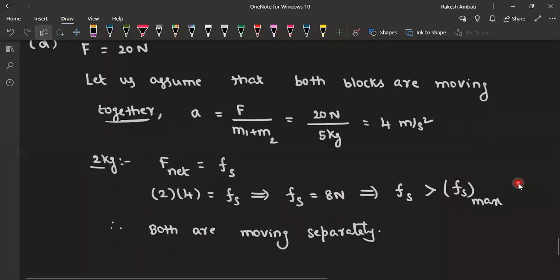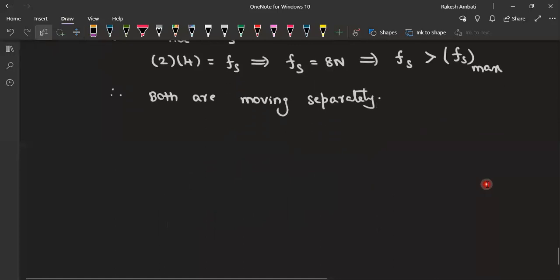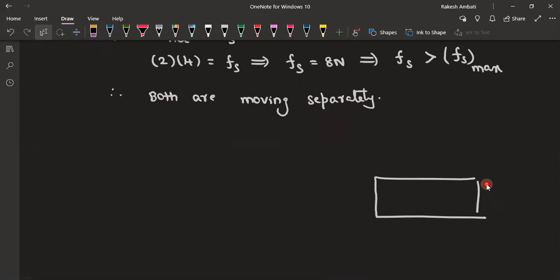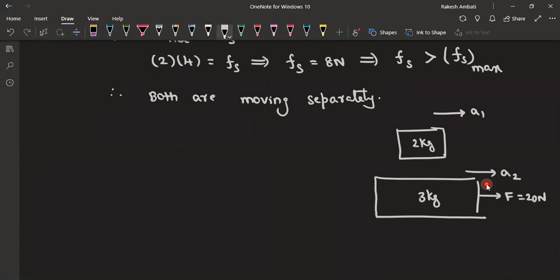Both are moving separately means you draw the FBD. For example, here is the bottommost block, 3 kg, and the top block, 2 kg, and here the applied force is 20 newtons. It is moving with acceleration A1, and the other with acceleration A2. Now in the case of the 2 kg block, what is the only driving force? F kinetic, the friction.